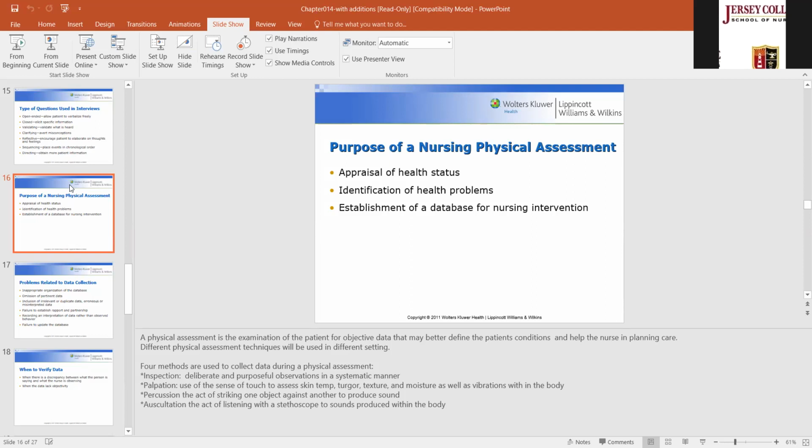How about a dull sound? Where would we hear that? Over an organ or over consolidated tissue. So we might hear that if we were percussing over the bladder or something like that, or we might hear it if we were doing the lung fields and the patient had pneumonia or some sort of lung disease.